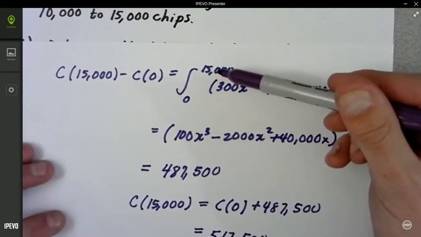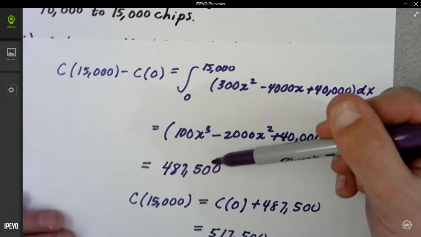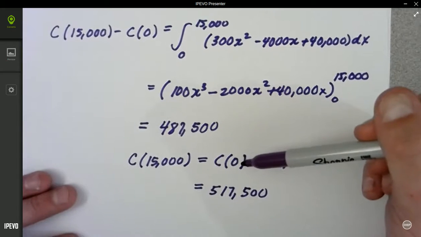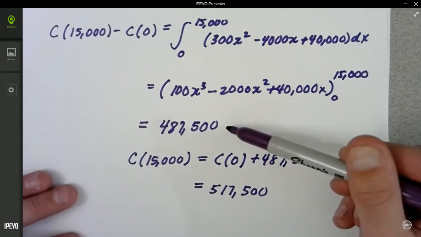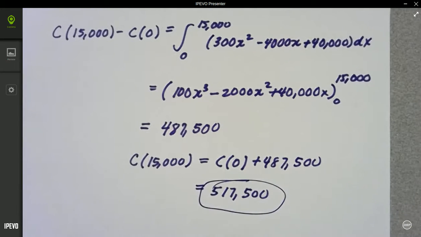You found out the cost from 0 to 15,000, the marginal cost to produce all of that, was $487,500. But don't forget the startup fee, which was $30,000. So you add $30,000 to that $487,500, and you get this. Okay, so that's an example of marginal cost and its relation to net change, or the net change and integrals.